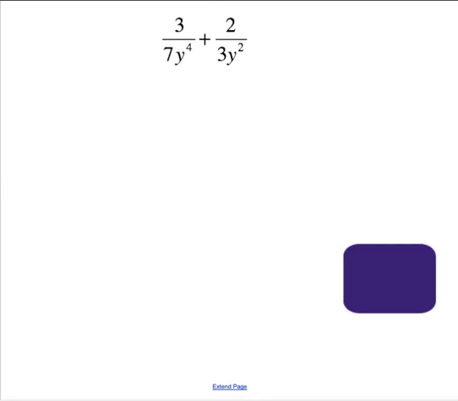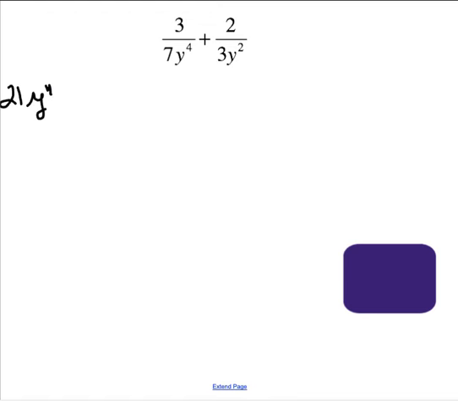Here's another one. What's the common denominator? Well, I look at the numbers 7 and 3. The common denominator for 7 and 3 would be 21. I have y to the 4th and y squared. The common denominator would be y to the 4th.